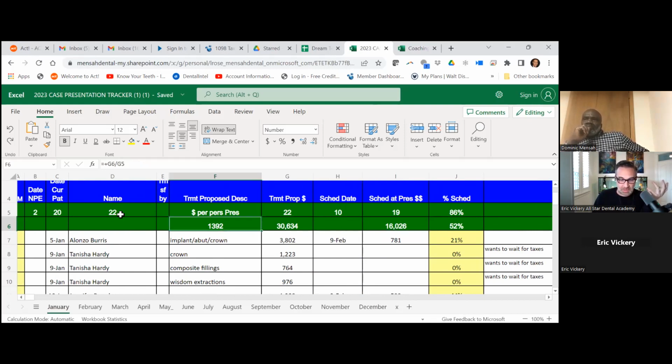In order to do that, we got to have enough people. We got to have enough new patients. We got to have enough ideal case presentation and ideal treatment planning and everything. So let me show you. Let's see what tracker I'm showing you this screen. Let me go to that office I was talking to you about.